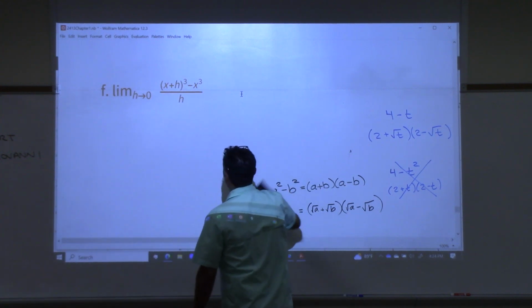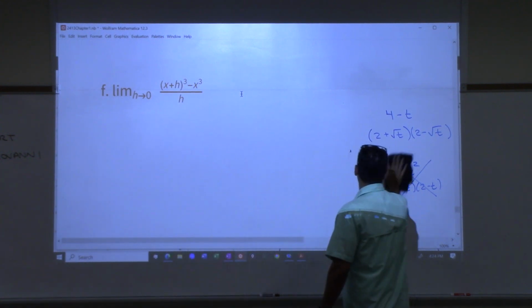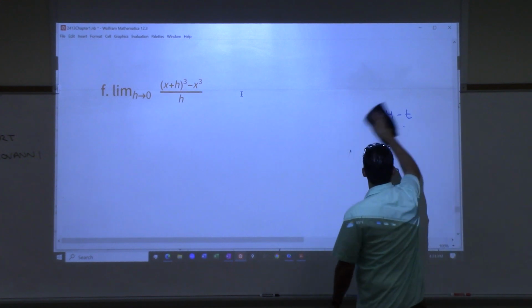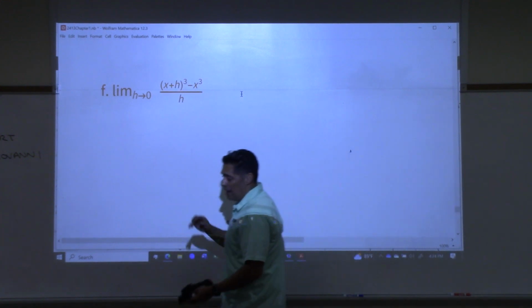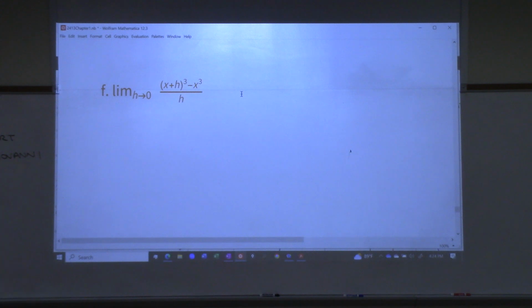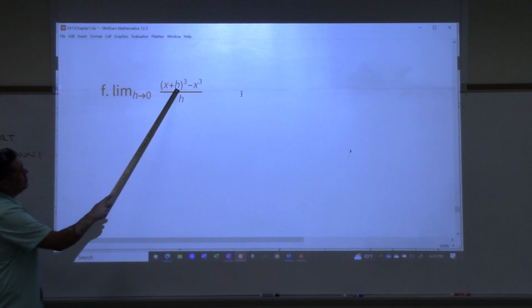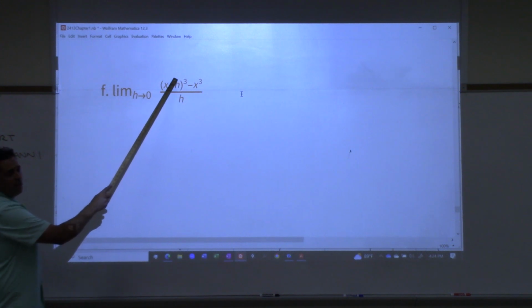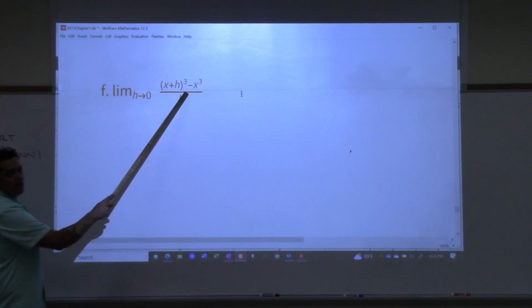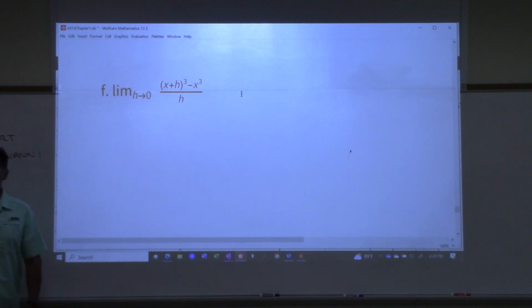All right, do we get 0 over 0? If h goes to 0, if I let this h, notice it's the h, not the x. If I let h go to 0 right there, then I get x cubed, don't I? Minus x cubed. What's x cubed minus x cubed? 0 over 0. So that is bad, right? So we're going to do some algebra.